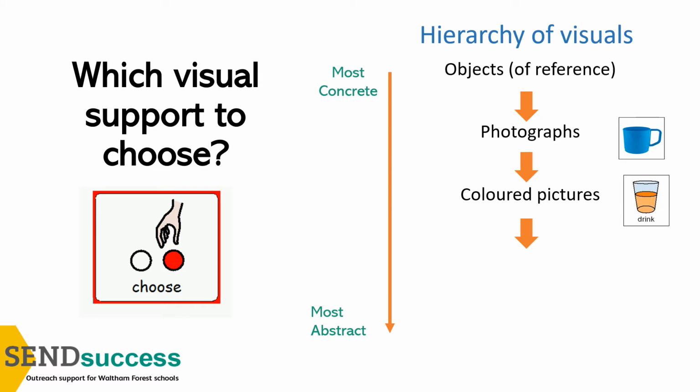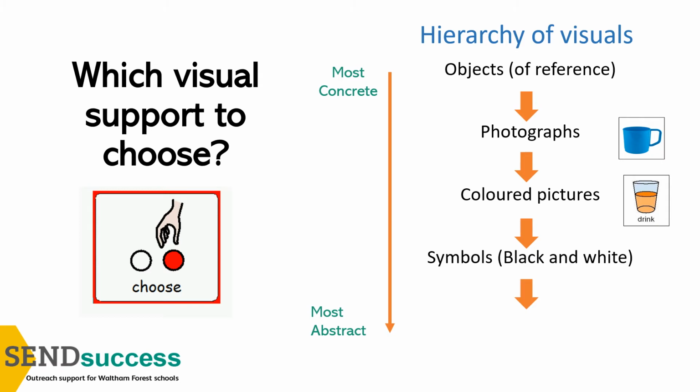Moving on to coloured pictures. With the examples here, the coloured picture of the drink requires an understanding that that picture represents a broad concept. That picture represents drink, which can be a cup of water, it can be a cup of squash, it could be a bottle of water. But that picture represents a broad concept, which requires a certain level of cognitive ability and understanding.